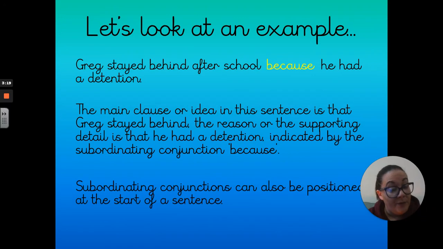So an example here. So Greg stayed behind after school because he had a detention. The main clause or idea in the sentence is that Greg has had to stay behind. We then, in the second part of the sentence, get the reason why Greg had to stay behind, and it's that he had a detention. So that subordinating conjunction of because gives you the ability to extend that sentence, add more information to it, just to give you more detail. Subordinating conjunctions are really interesting because they can actually go at the beginning of a sentence as well. They don't always have to go within the middle of it.